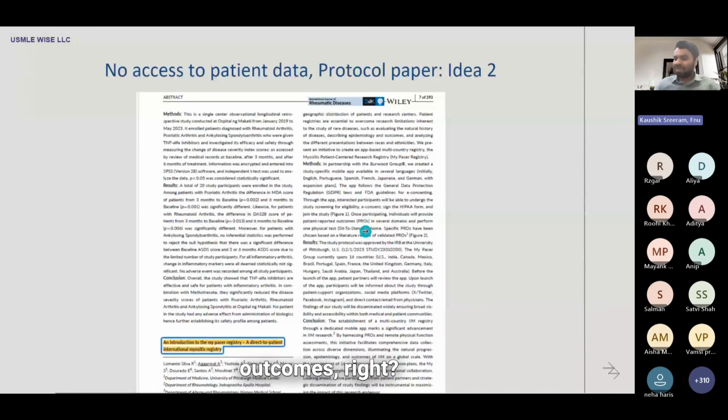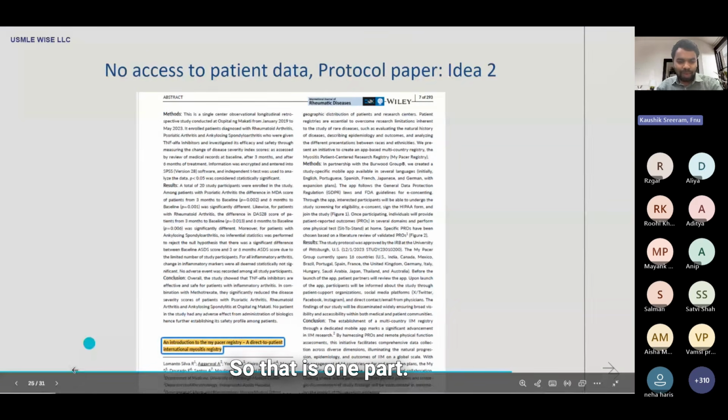Now we need to get outcomes, right? So I also showed you how to get your outcomes, right? Outcomes in terms of submitting to a conference, presenting at centers or presenting at whatever places, and then highlighting the fact that your interest is in a particular area, right? So that is one part.